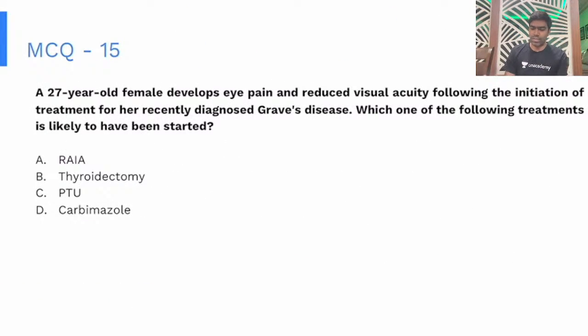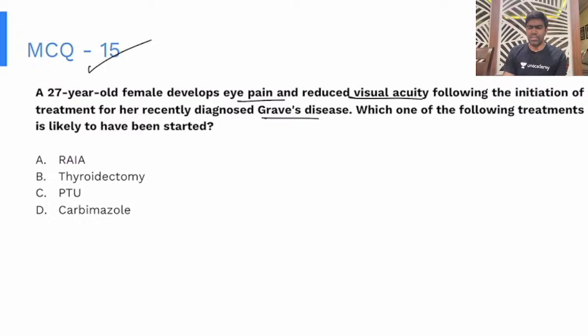So going to question number 15, you have a 27-year-old female who develops eye pain and reduced visual acuity following the initiation of treatment for a recently diagnosed Graves' disease. Which one of the following treatments is likely to have been started? So AIIMS, again, INI-CET people love the thyroid ophthalmopathy. That is nothing but the Graves' ophthalmopathy.